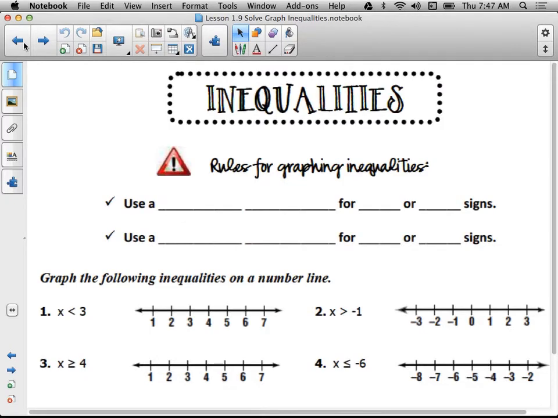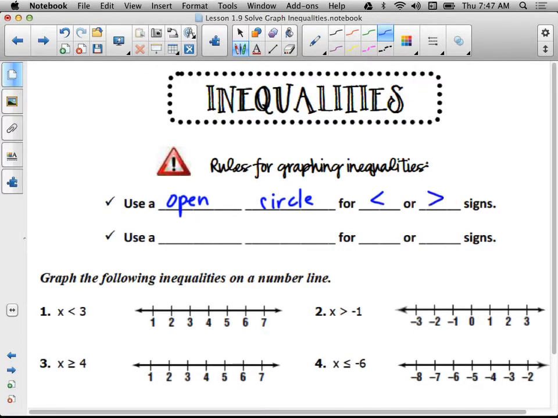Let's start here. First things first, inequalities. We've talked about how to write them using the inequality symbols instead of the equal sign. Let's talk about how we're going to graph them, and this may be a review for some of you. If not, follow along. When you're graphing an inequality, you use an open circle for a less than or a greater than sign, and a closed circle for a less than or equal to or greater than or equal to sign.